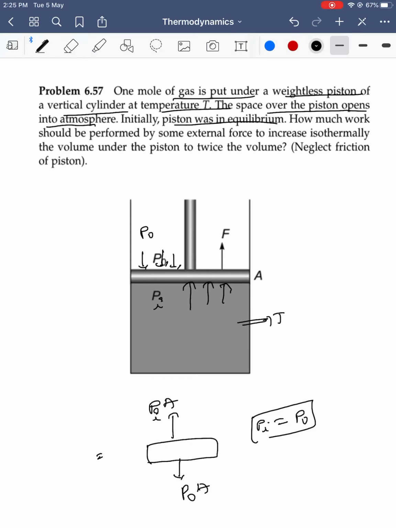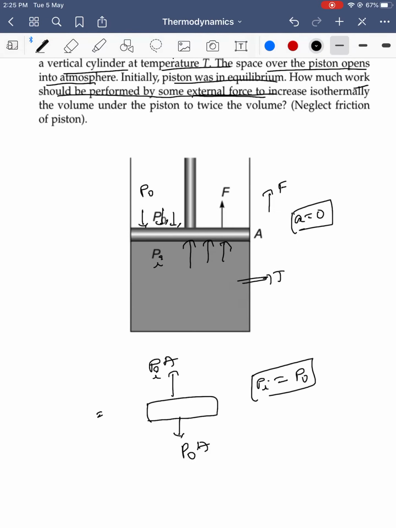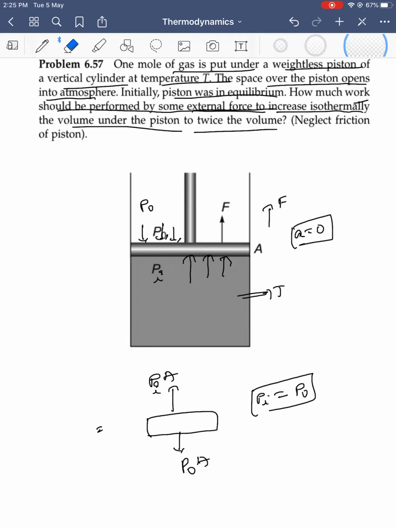Next, how much work should be performed by some external force to increase the volume under the piston isothermally to twice the volume? Whenever you see some kind of external force, the acceleration of the system must be equal to 0. In thermodynamics it is in equilibrium, so net force must be equal to 0.